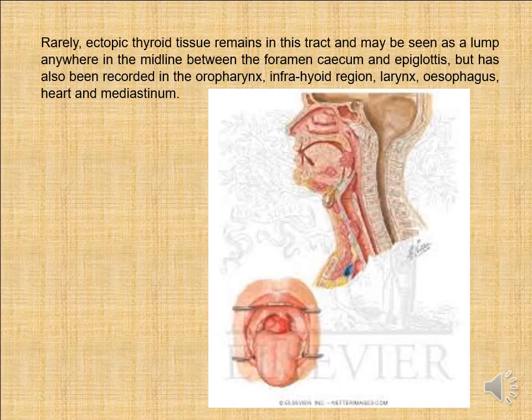Rarely, ectopic thyroid tissue remains in this tract and may be seen as a lump anywhere in the midline between the foramen cecum and epiglottis, but has also been recorded in the oropharynx, infrahyoid region, larynx, esophagus, heart, and mediastinum. We can see this ectopic lump along the course of migration of the thyroid gland from the foramen cecum to its position anterior to the trachea below the larynx, and sometimes in other positions of the body, like the oropharynx, infrahyoid region, larynx, esophagus, heart, and mediastinum.